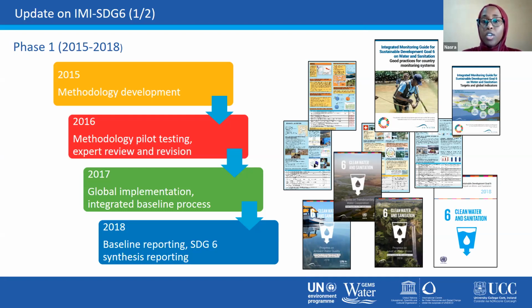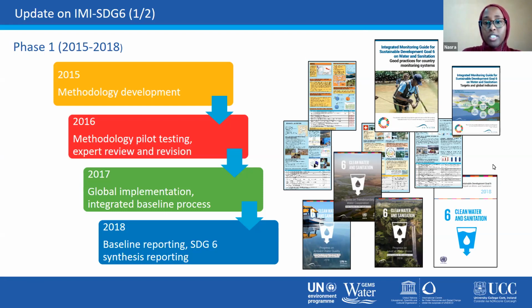In this slide, you can see what happened in phase 1 of the initiative. That was between 2015 and 2018. The goal of phase 1 was to establish a global baseline data, which first required the development of methodology for the indicator. And it also involved a lot of learning and pilot testing.